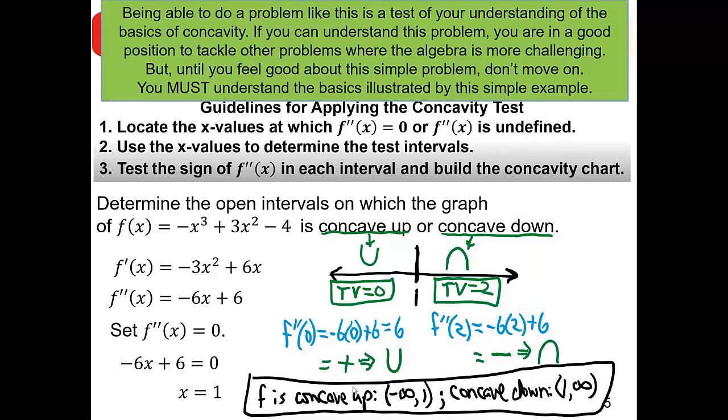Keep in mind that you have to be able to do a problem like this just to make sure you understand the basics, the principles. If you can understand this problem, you're in a good position to go on to harder problems where maybe the algebra is a little more challenging or there's something else that puts a twist in it. But until you feel like you can do this problem in your sleep, there's no sense in moving forward with more difficult problems. You have to understand this. So spend a lot of time thinking about this problem and similar problems, and make sure you can handle these before you try to tackle the others.